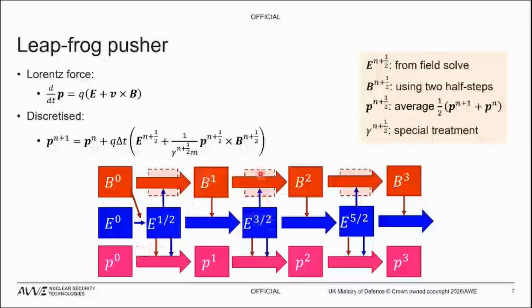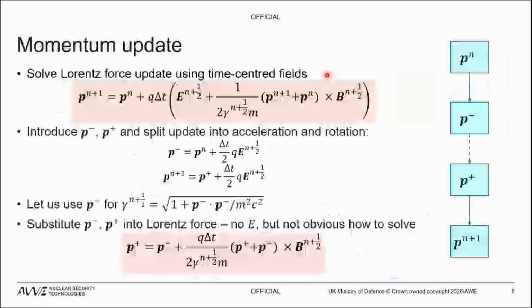So once we have our fields at the midpoint, we can just push our momentum across using these time-centered values, looking something like this. There are some unfortunate quirks with this equation, though. You'll see we need the momentum at the midpoint when we only really start with it at the start of the time step, and the gamma factor at the midpoint as well, which we're going to need to work around here.